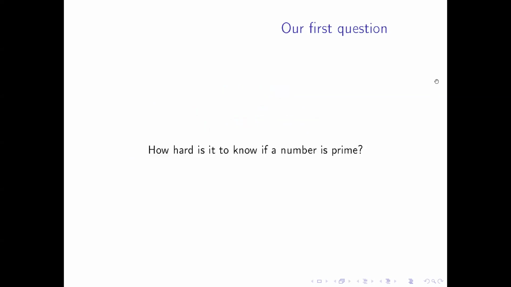So let's talk about primality tests. A primality test is really asking: how hard is it to know if a number is prime? If I give you a number, can you tell me if it's prime, yes or no? And think about what tests you have done.